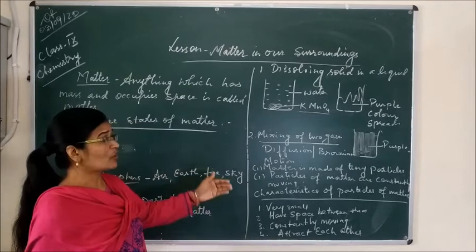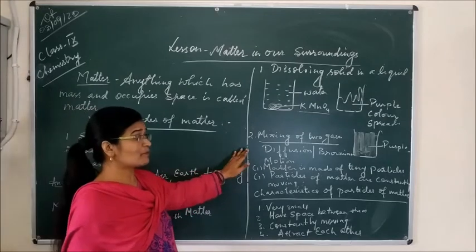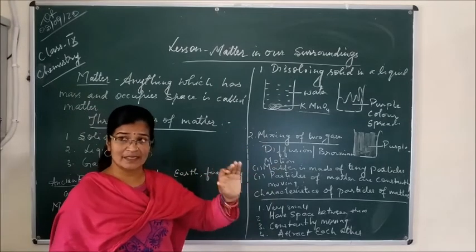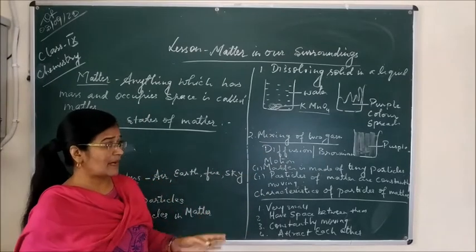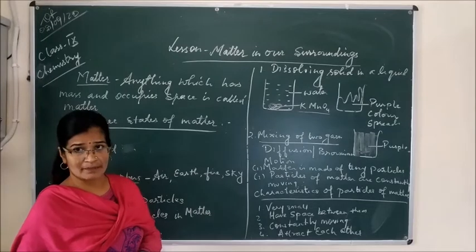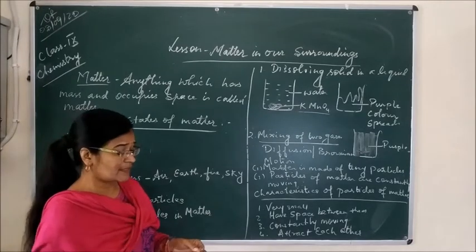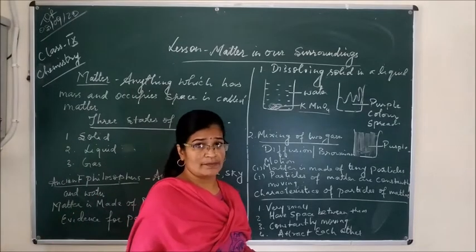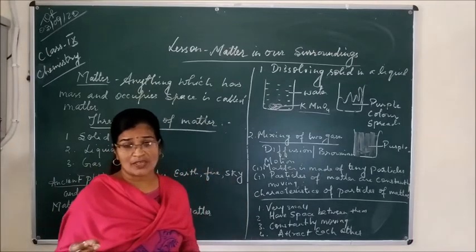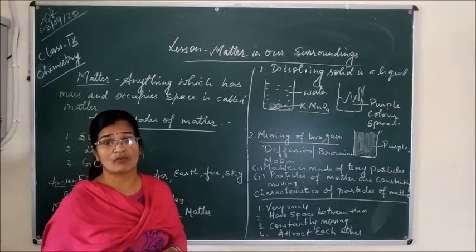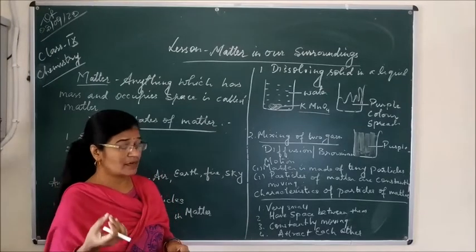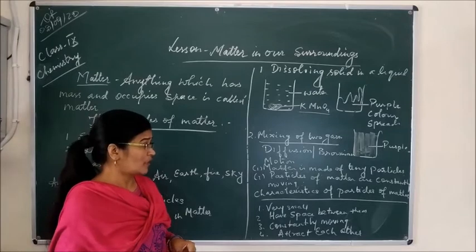So by this, what we see is that matter is made up of tiny particles, either solid or liquid or gas. All matter is made up of tiny particles. Like if we take the example of a drop of water, that is also made up of millions of tiny particles of water, which form that tiny drop of water.